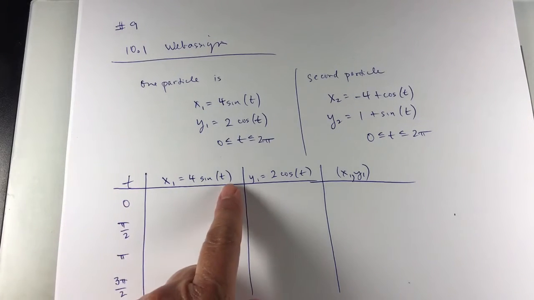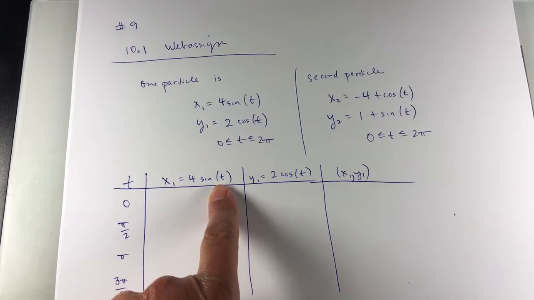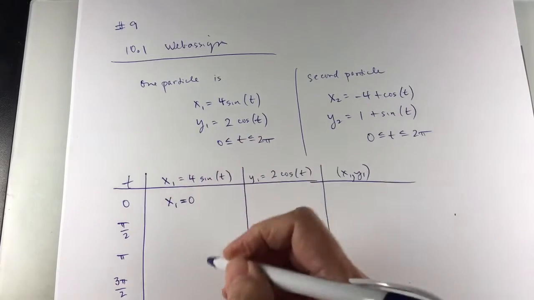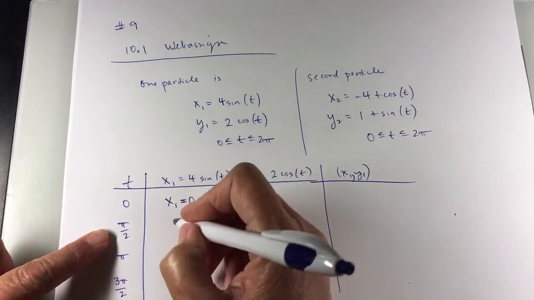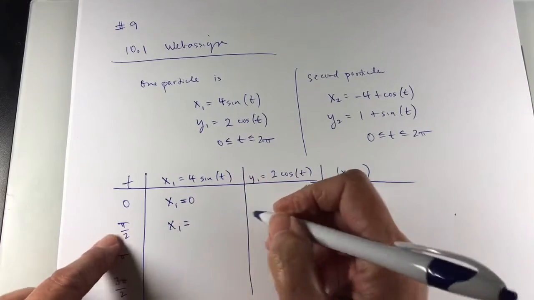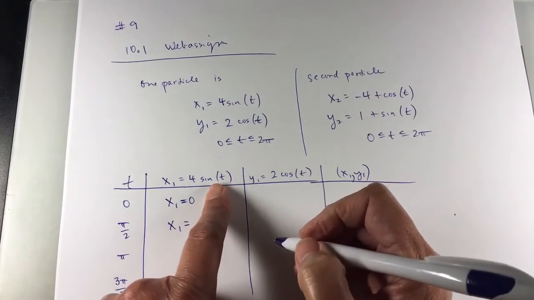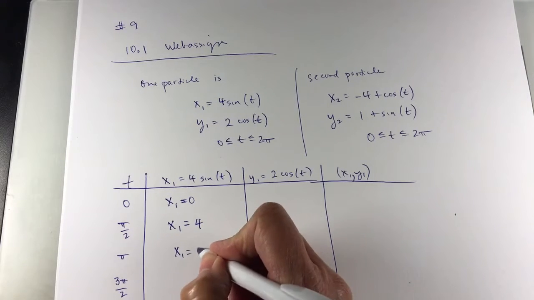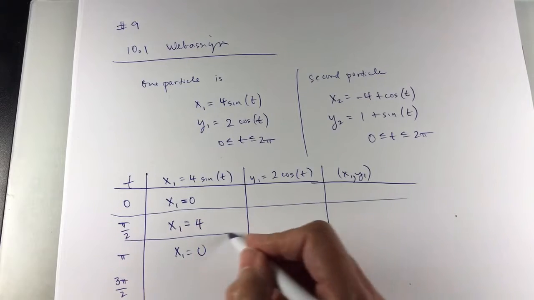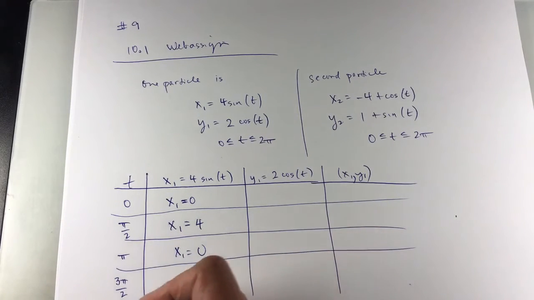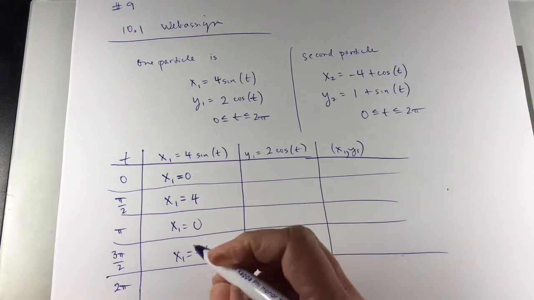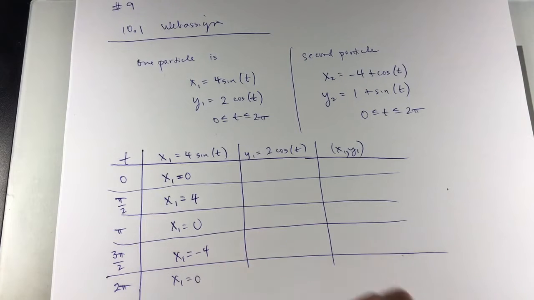So when t is 0, the sine of 0 is 0. So that's x sub 1 equals 0. When t is pi over 2, the sine of pi over 2 is 1. 4 times 1 is 4. When t is pi, the sine of pi is 0. When t is 3 pi over 2, negative 4 for x sub 1, and then this last one is 0.